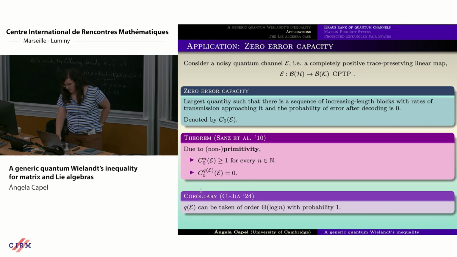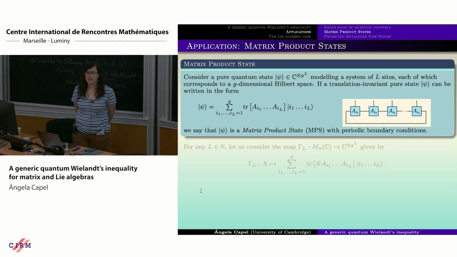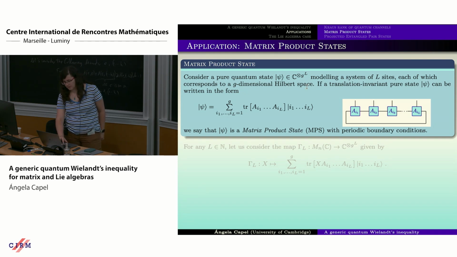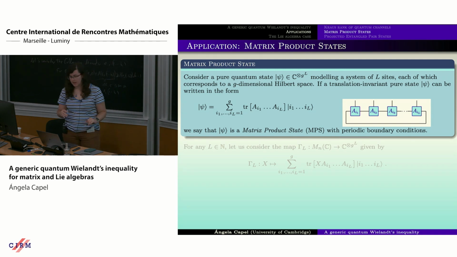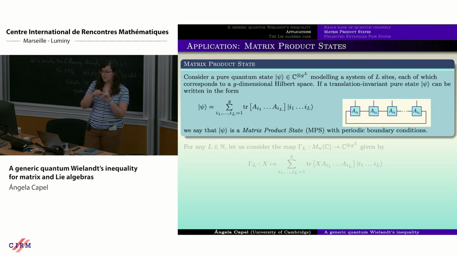And now we are going to completely change gears, and we are going to go to tensor networks. And the second application that I want to mention here is in the context of matrix product states. So I know that many people here are familiar with tensor networks, and a matrix product state is going to be a pure quantum state. Here I'm just writing the dimension in which we are considering this pure quantum state. And what this is doing is essentially modeling a system of L sites. In each one of them, we are associating a g-dimensional Hilbert space. And then what we are going to consider in particular is that this pure state is actually translation invariant.